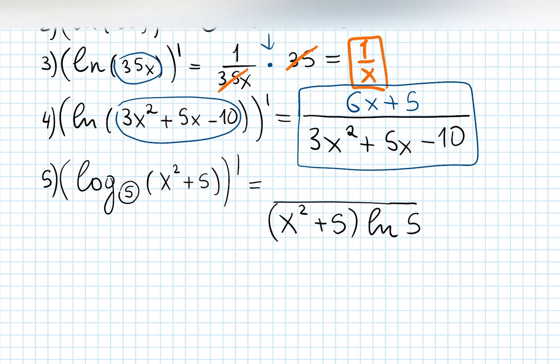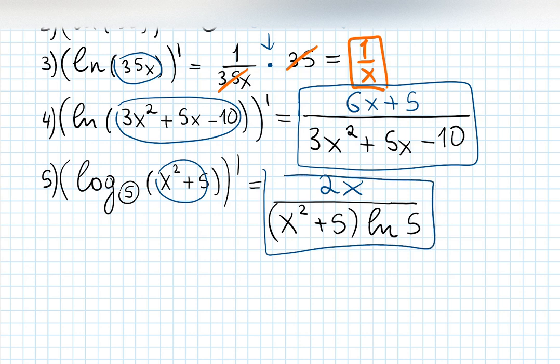So I would erase the top to save some space, and now the chain rule says, take the derivative of the function inside, which is 2x. Good job. Not too bad. Those guys are not too bad. You practice more and you do better.